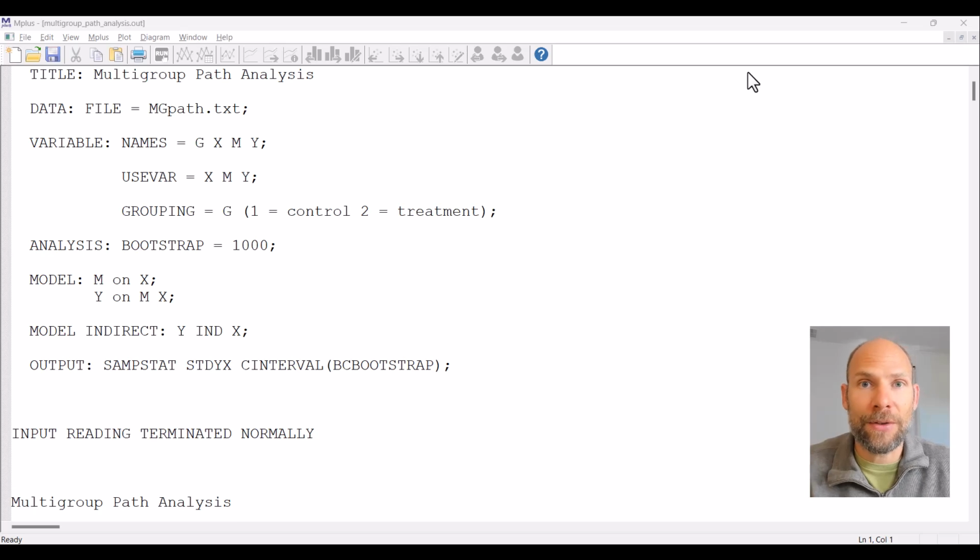In this video, I want to show you how you can conduct a path analysis for multiple groups in the Mplus software. Why is this something that might be useful for you?